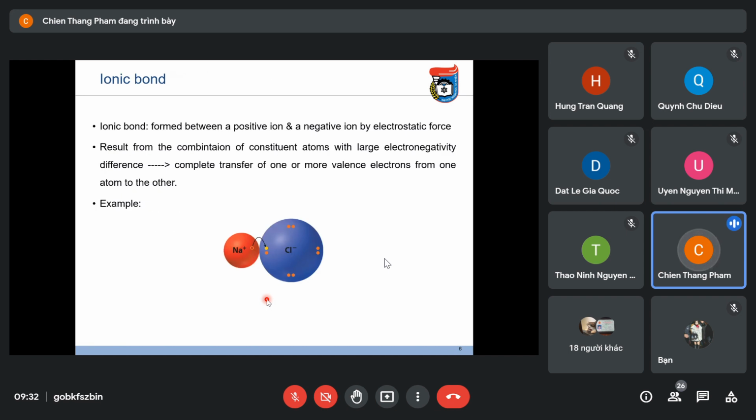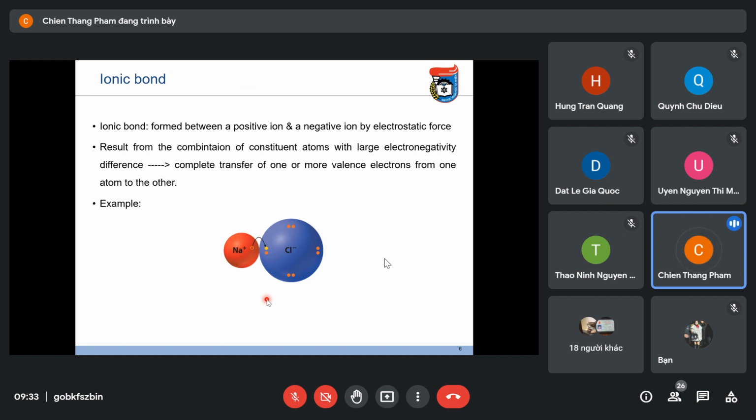First, we mention the ionic bond, which we know from the first part on molecular structure. The ionic bond is the electrostatic force between the positive and negative ions, so they interact with each other by a physical force. The electrostatic force, in Vietnamese, is lực tĩnh điện, between the positive ions and the negative ions.